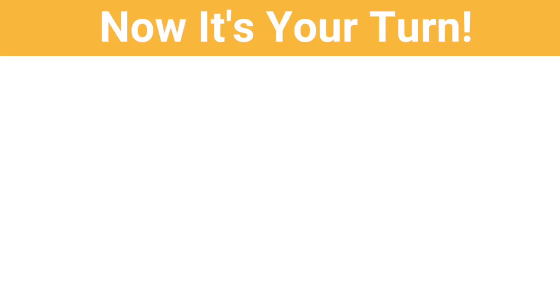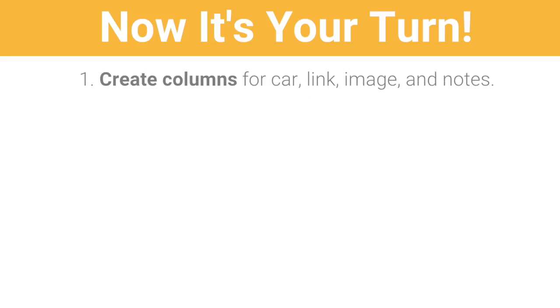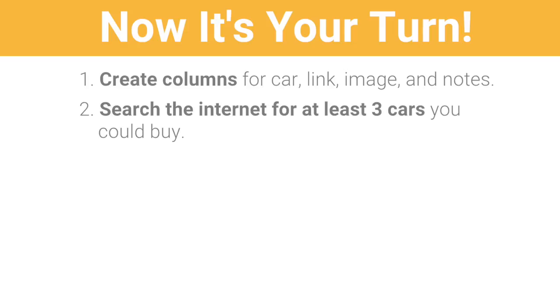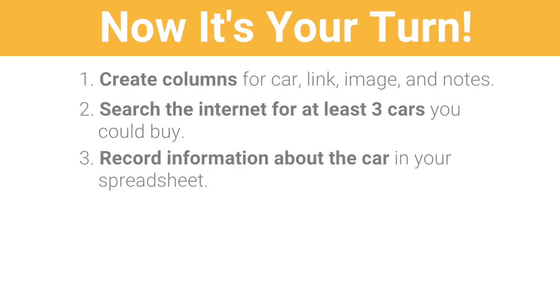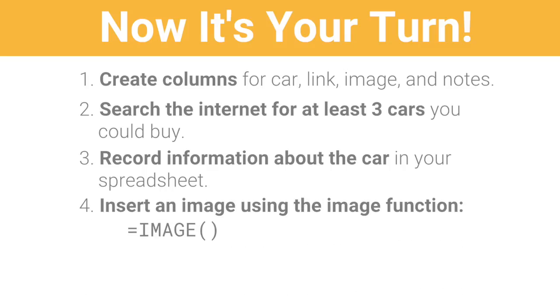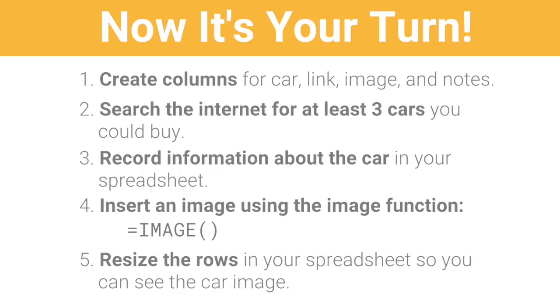Now it's your turn. Create a column for car, link, image, and notes. Search the internet for cars you could buy. Keep in mind the price range you identified in the previous videos. Record a description of the car, the website link, and notes in the spreadsheet. Insert an image into your spreadsheet using the image function. Resize the rows in your spreadsheet so you can see the car image.